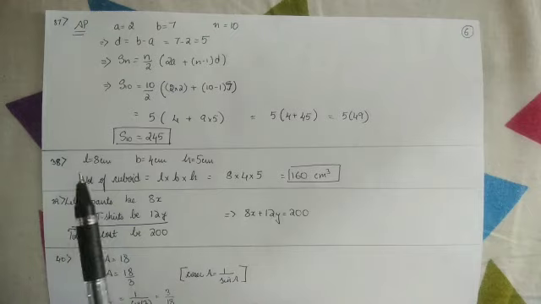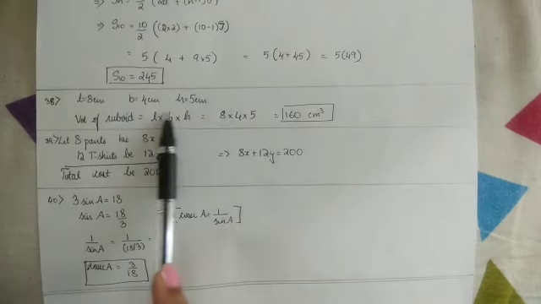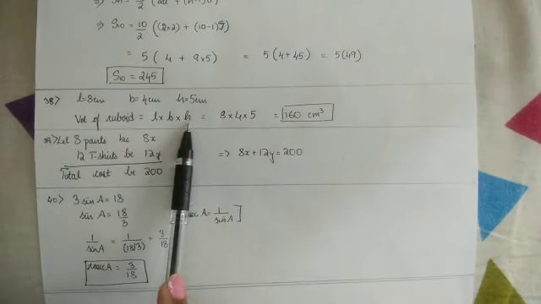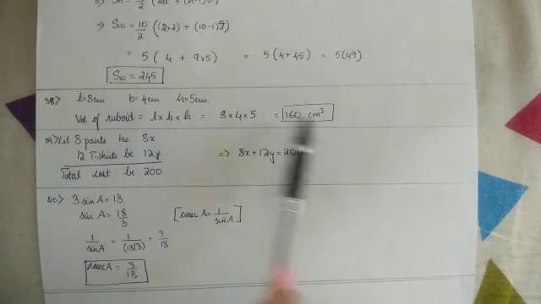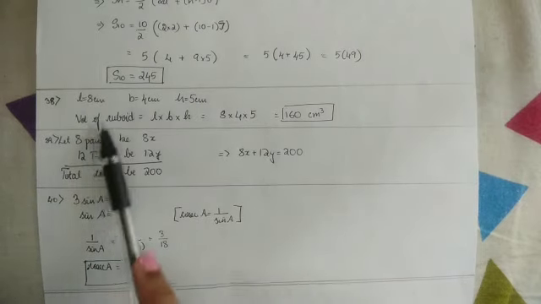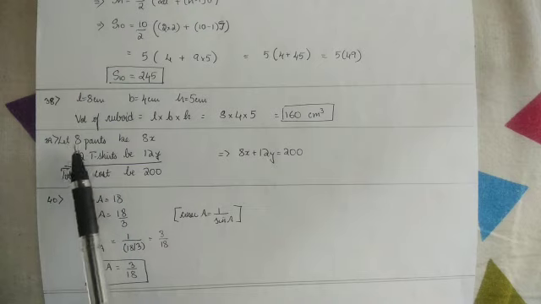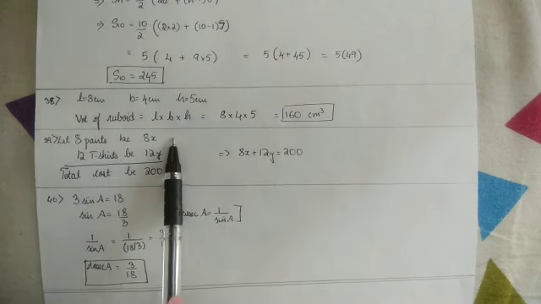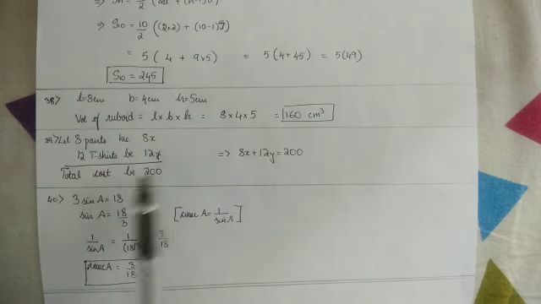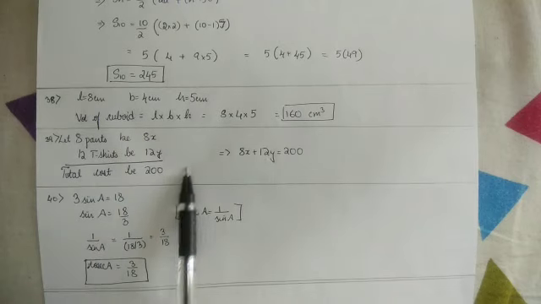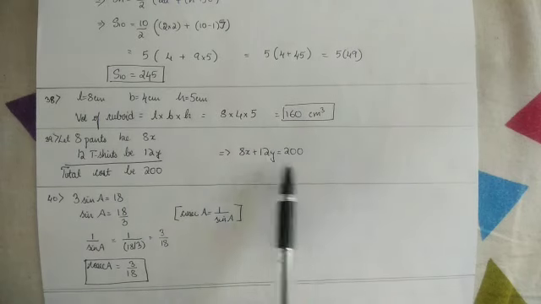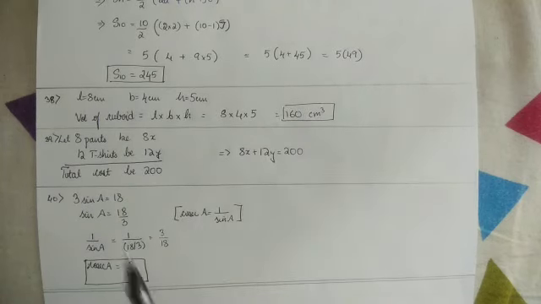38th question. Length, breadth and height are given. So the volume of a cuboid is length into breadth into height. Multiply all the three numbers, you will get 160 centimeter cube. 39th question. They have said that there are 8 pants, let it be 8x, and 12 t-shirts, 12y. So the total cost would be 200. So it is 8x plus 12y is 200. This is the right form of the equation.